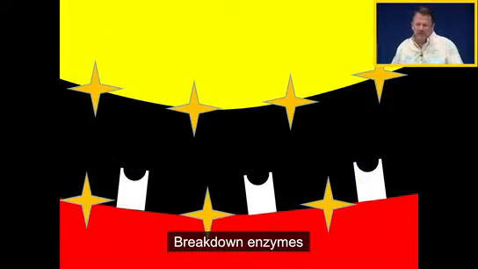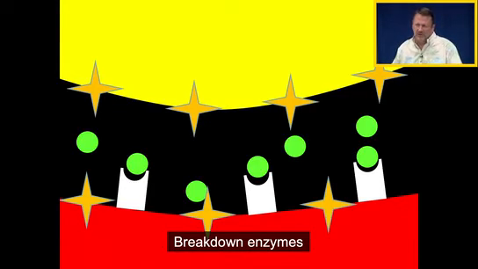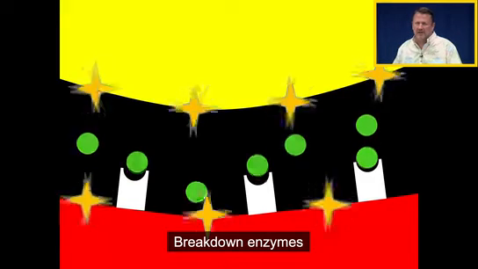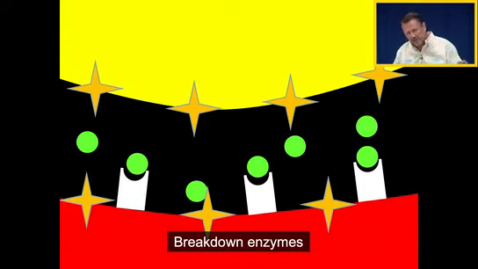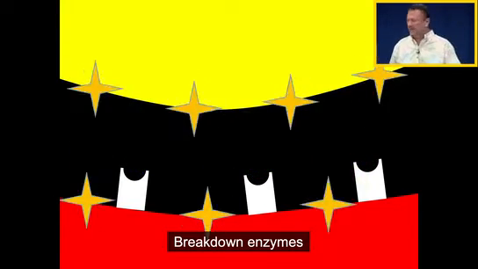And another way we do this is with breakdown enzymes. And we talked about this with acetylcholinesterase. Acetylcholine goes into the neuromuscular junction, and what makes it stop? Well, the little breakdown enzymes break it down immediately. So when the acetylcholine's there, we move, and then the enzymes break it down immediately.